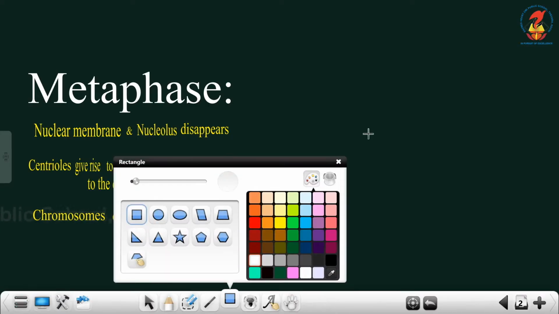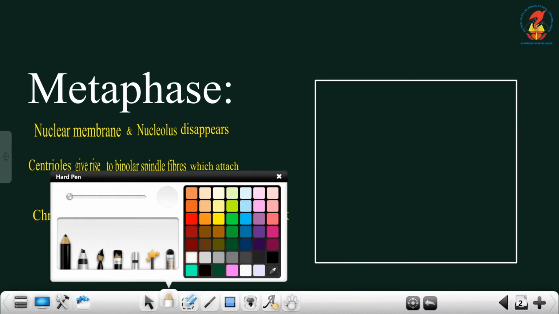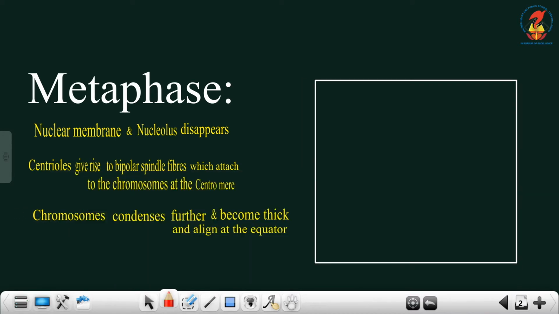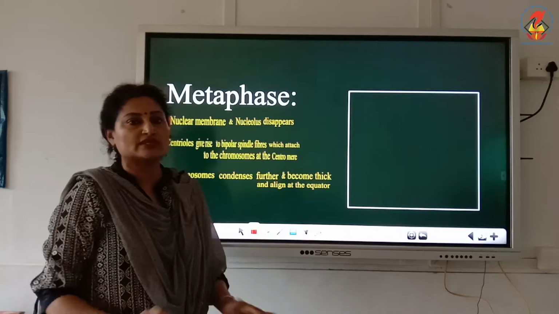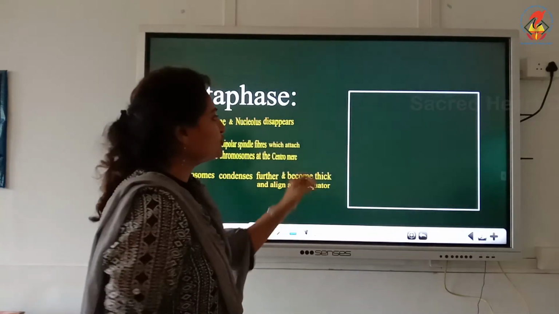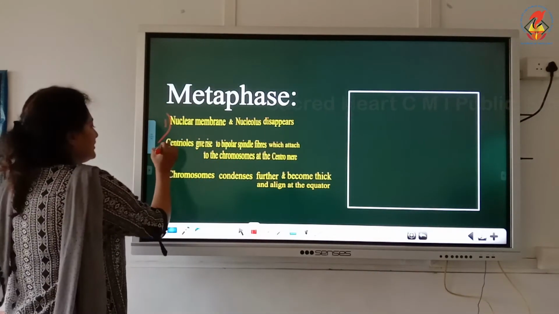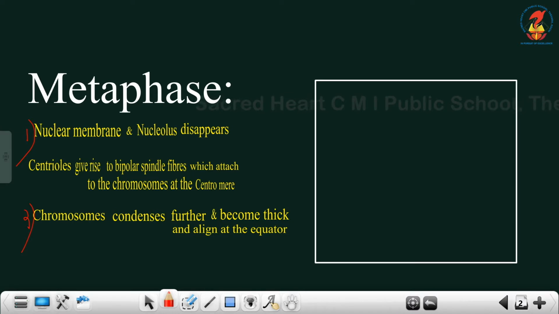Metaphase, again as usual, I am going to draw the boundary which represents the plasma membrane. Now, very important, what is the first event? The nuclear membrane and nucleolus have already disappeared. The disintegrated nuclear membrane and nucleolus have completely disappeared. So, you need not draw the nuclear membrane or nucleolus. Second point is the chromosomes.